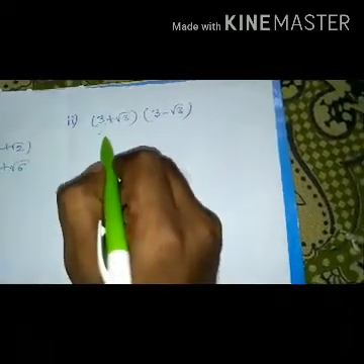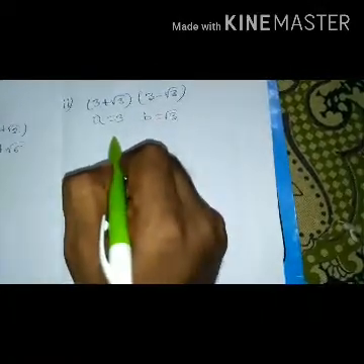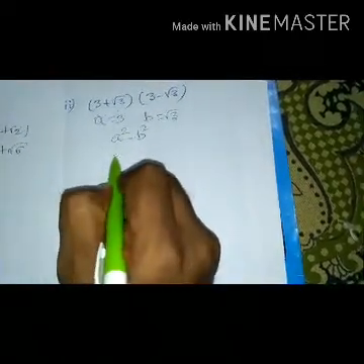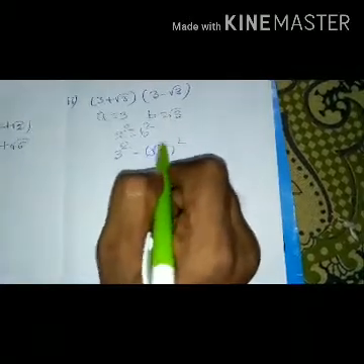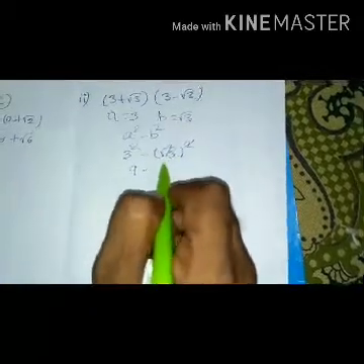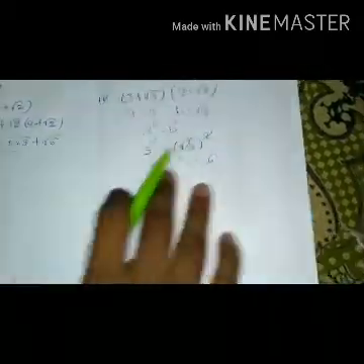Here the value of a is 3 and b is root 3, and we have the identity a square minus b square. The value of a square, a is 3 square, minus b is root 3 square. So the sign and square root cancel. 3 square means 9 minus 3, 9 minus 3, its answer is 6.